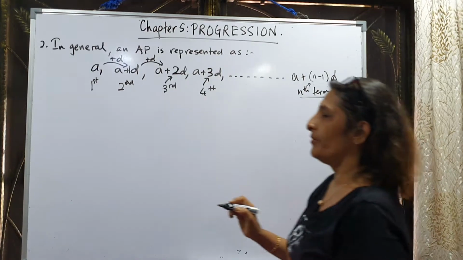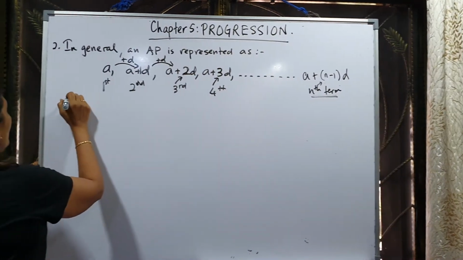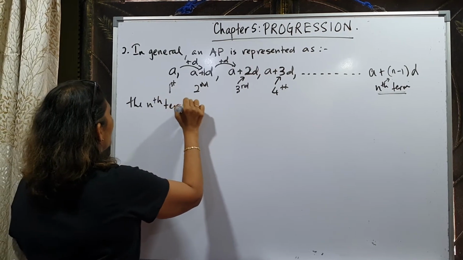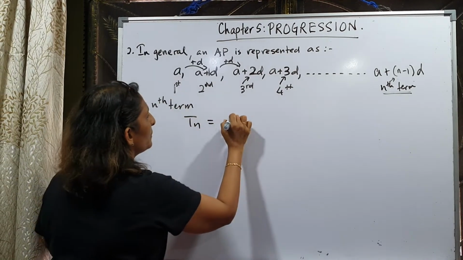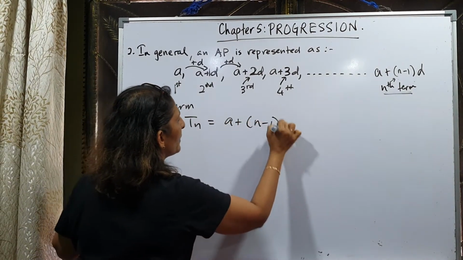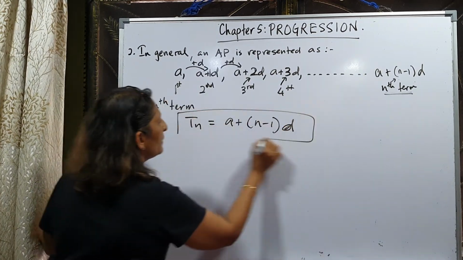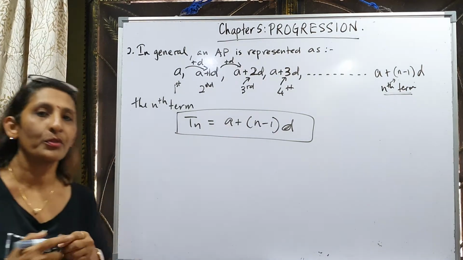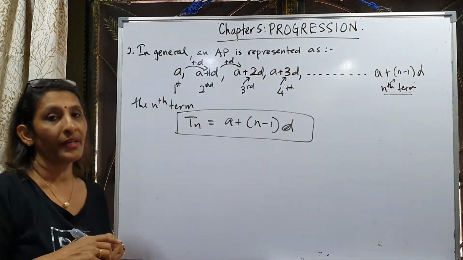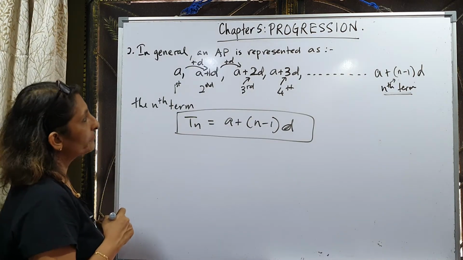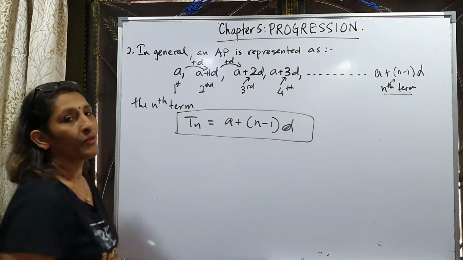Right? Therefore now you can say that the nth term Tn is equivalent to a plus n minus 1 d. Okay? Now this is a formula that you are going to use. So it will be good if you can memorize it, but it will be given in exams. Alright? Okay, we are going to use this formula from now on.